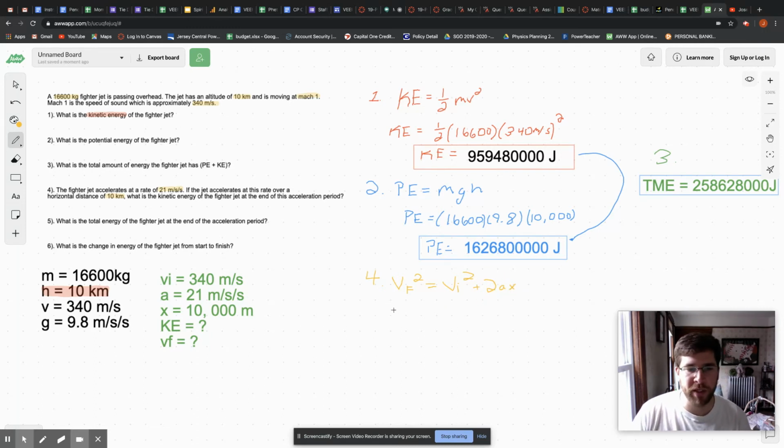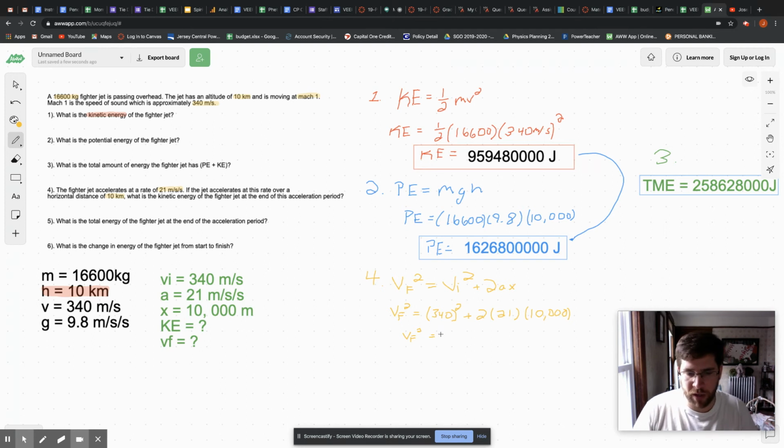Plugging into this equation, we don't know what the final velocity is, so we're going to keep VF squared there. It's going to be equal to VI squared. We said VI was 340. Make sure we square that. Plus 2 times the acceleration, which is 21, times the distance, which is 10,000. I'll take my handy dandy calculator. We're going to solve for VF squared. I'm going to do some math and see what we get.